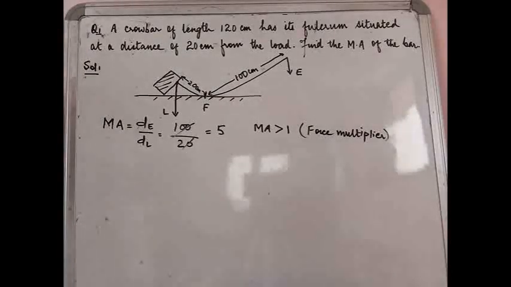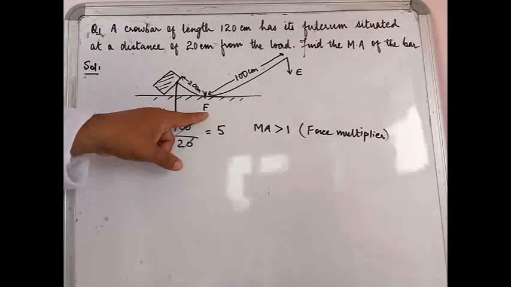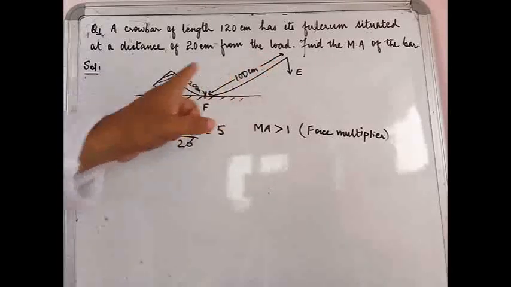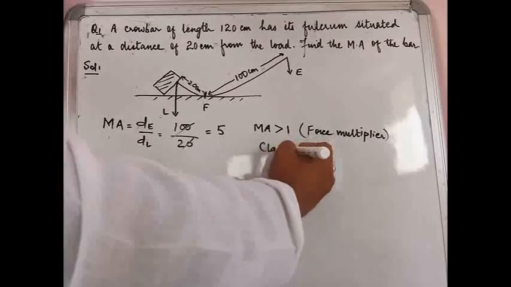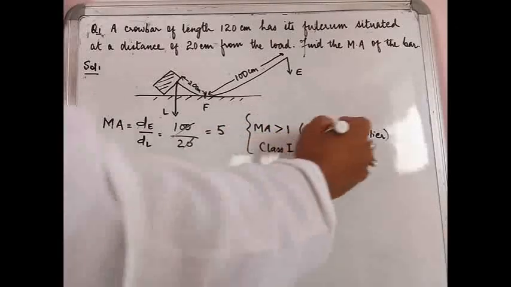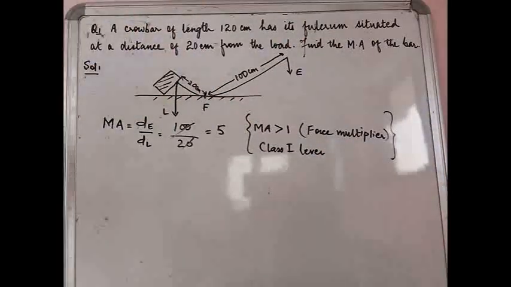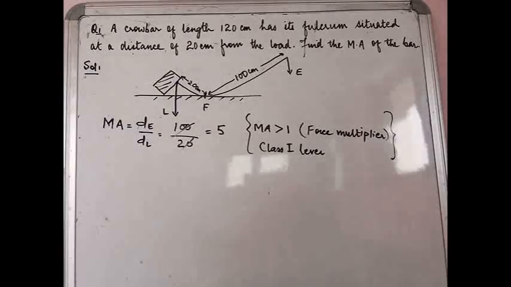If there was a third part to this question which asked what class of lever this is, or what type of lever this is, then also, after drawing the diagram, all the things become easy. You can see that the fulcrum is lying in between the load and the effort, so it would be classified as a class 1 lever. So these are two additional pieces of information that I have listed, which were not asked in the question. If asked, you can always answer these as well.